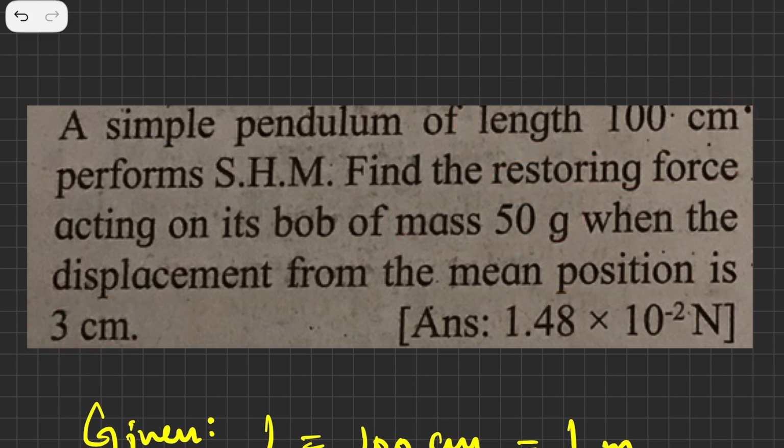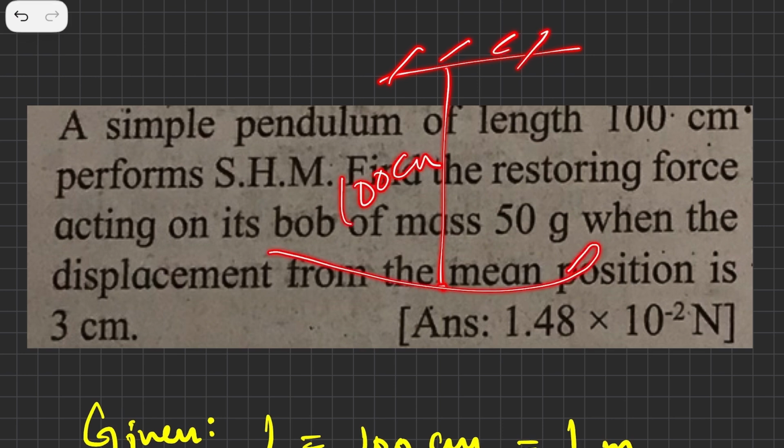So they are saying that if there is a simple pendulum and its length is 100 centimeters, and if it is oscillating like this, so when it is at a distance of 3 centimeters from the mean position, and the mass is 50 grams, then what is the restoring force acting on this at 3 centimeters? So this is what the question is.